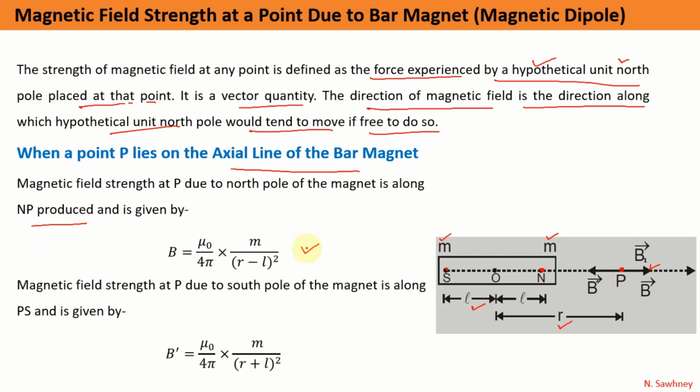Similarly, we will find the magnetic field strength due to the south pole of the magnet. See the distance of the south pole from the point P, it is r plus L. So the magnetic field strength will be mu naught upon 4 pi into m upon (r plus L) whole square, and the direction will be attractive. See here, this is the south pole, this is a unit north pole, so the direction of this magnetic field will be represented by towards the south pole, that is along PS, as is shown in the figure.